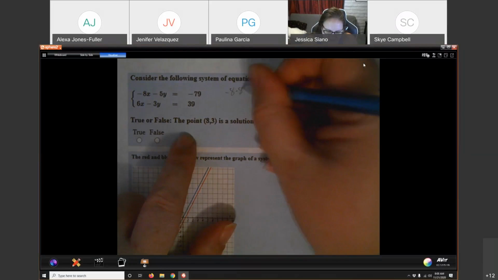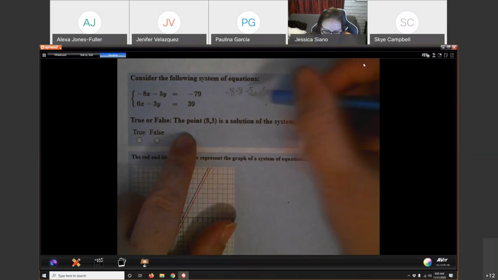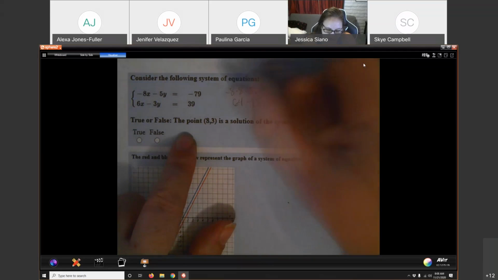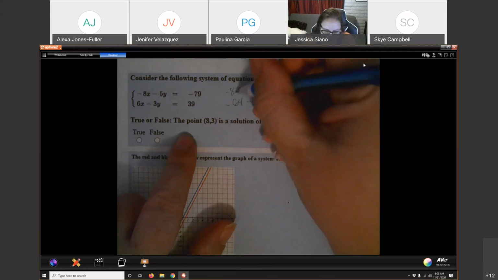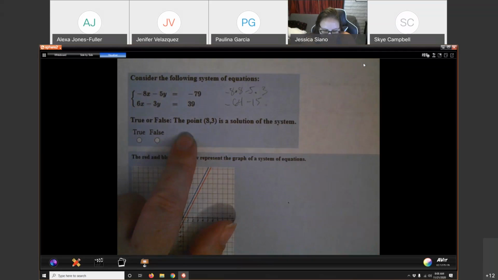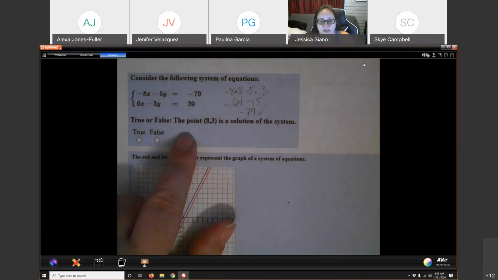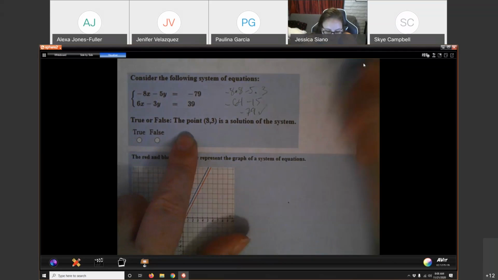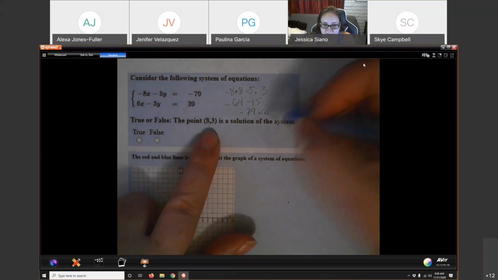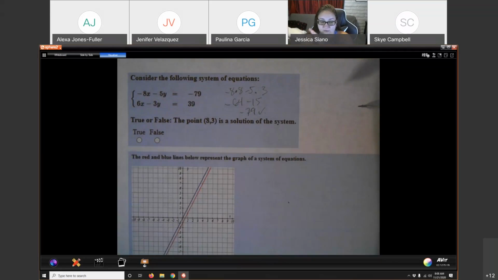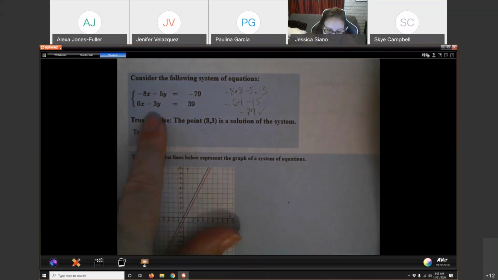So negative 8 times 8 minus 5 times 3 would be a positive 64 and a negative 15. Oh, that's a positive 8, so it would be a negative 64. Minus 5 times 3. Yep, negative 64 minus 15, which is negative 79. So it checks in the first equation. If it checks in the first equation, check it in the second. If it doesn't check in the first equation, then it is false. You don't even have to check the second.